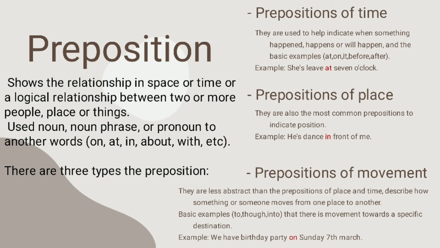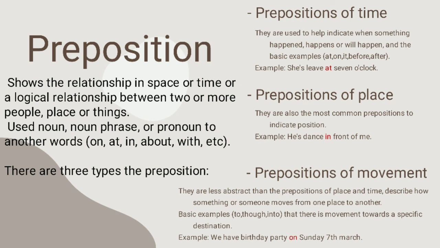And next, the preposition shows the relationship in space or time or a logical relationship between two or more people, places, or things. It uses a noun, noun phrase, or pronoun with other words like on, at, in, about, with. And there are 3 types of preposition. The number 1, preposition of time. They are used to help indicate when something happens or will happen. And the basic examples are like at, on, in, before, after.